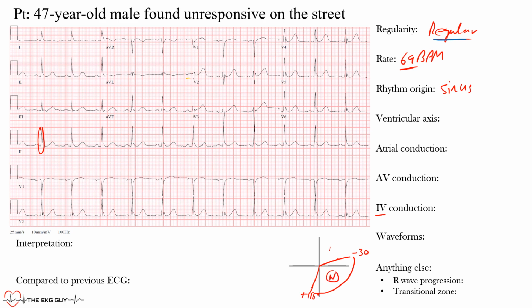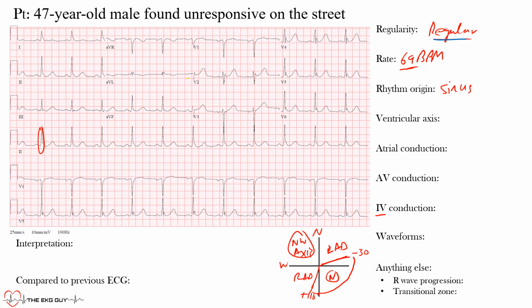This would be a left axis shift. If it was beyond that, this is a right axis shift, and this is what we call a northwest axis, or no man's land, or right superior axis. Northwest because this is north, this is west, northwest axis. Not many things hang out there. Usually VT will show up there as the depolarization wave heads that way.